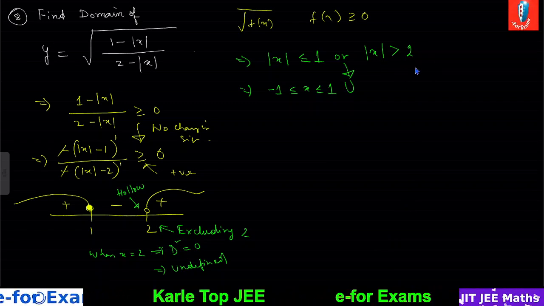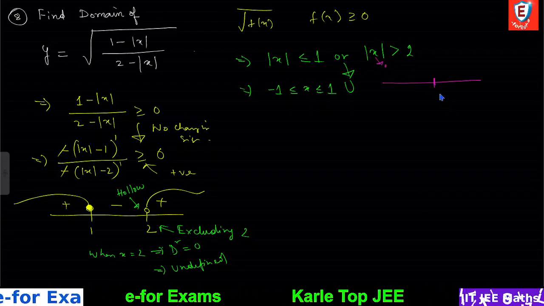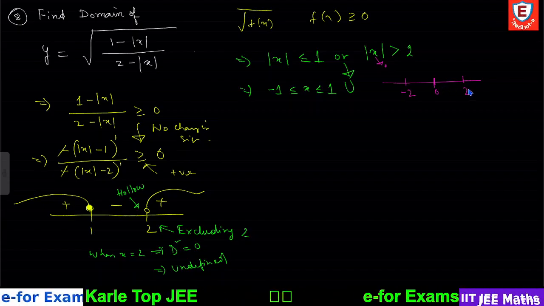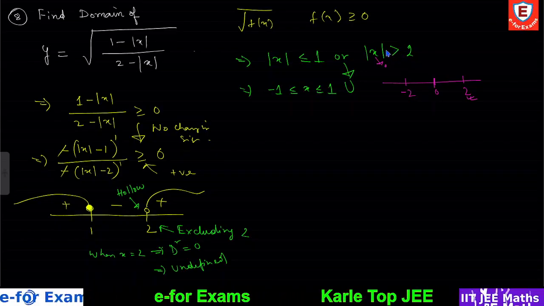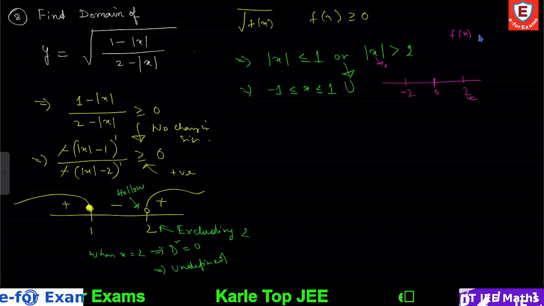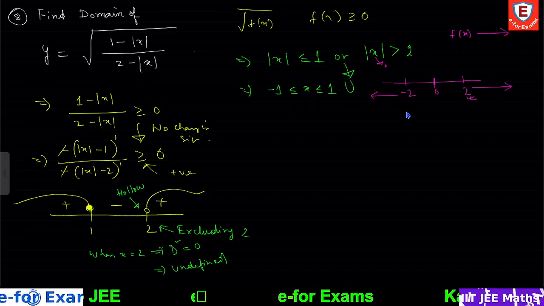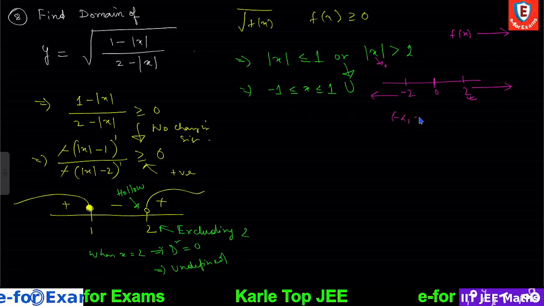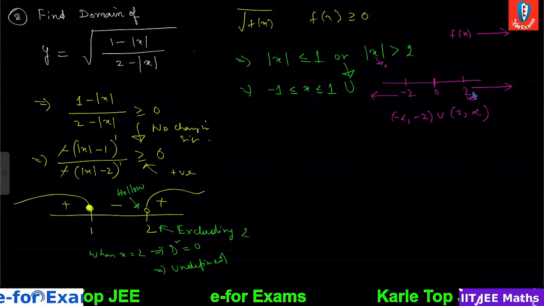Here mod x greater than 2. Then try to draw. Critical point 0. So towards the right 2 points, towards the left 2 points. Means 0 plus 2 means towards the right plus 2, 0 minus 2 is minus 2. So it's greater than, right? Means the function is here and the arrow is going away. So the answer would be this and this. Therefore the answer is minus infinity to minus 2, union 2 to infinity. Got it?